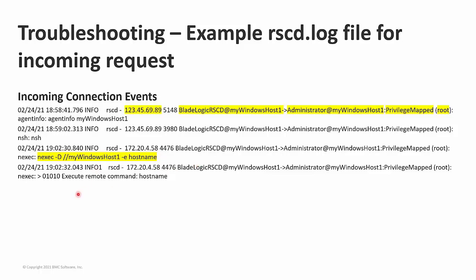So when we are troubleshooting the connectivity issue or agent connectivity issues specifically, we need to check where the connection is coming from, what kind of mapping it's holding, and what activity was getting performed on the target machine from this rscd.log file.